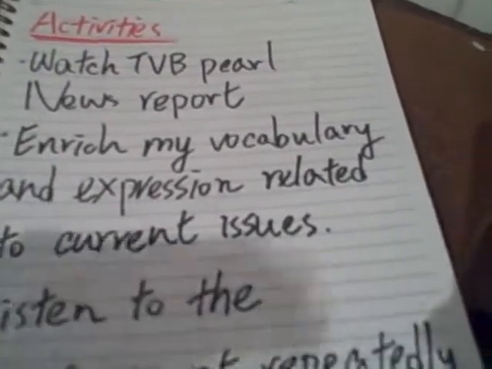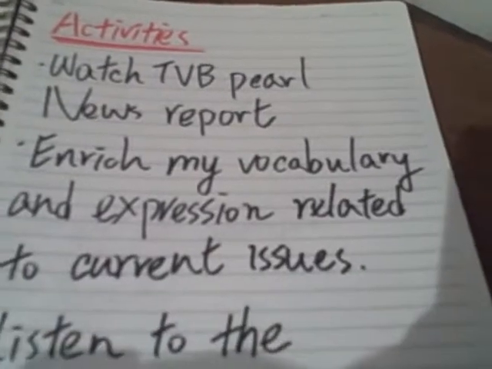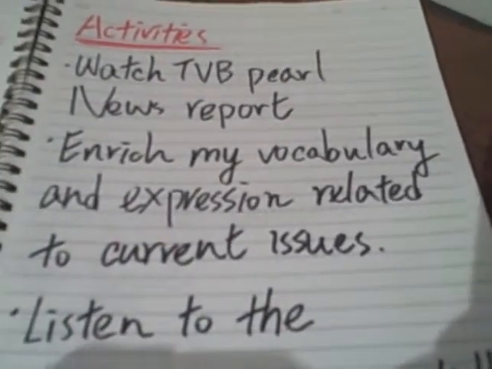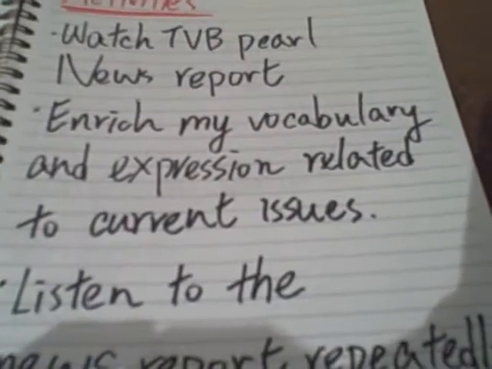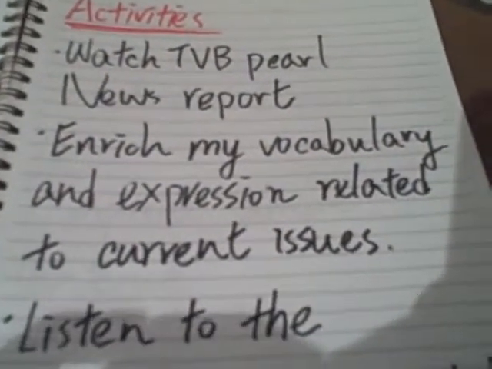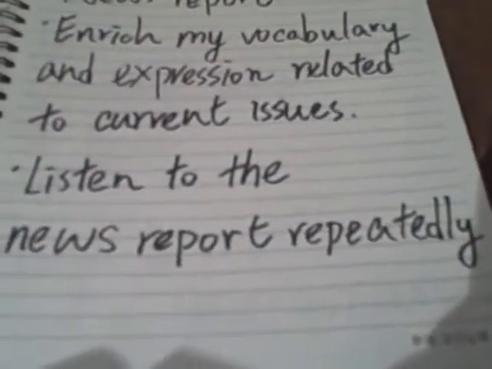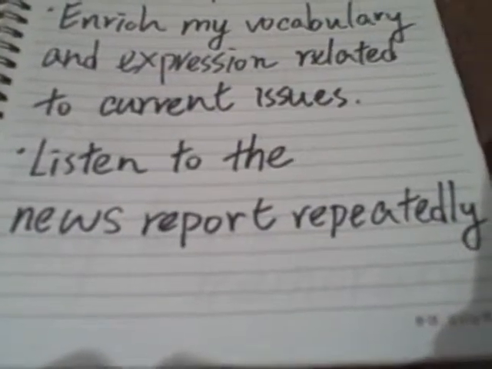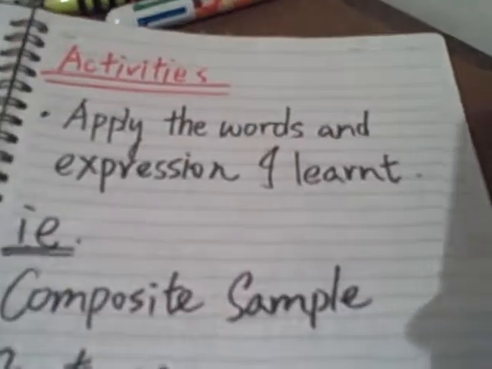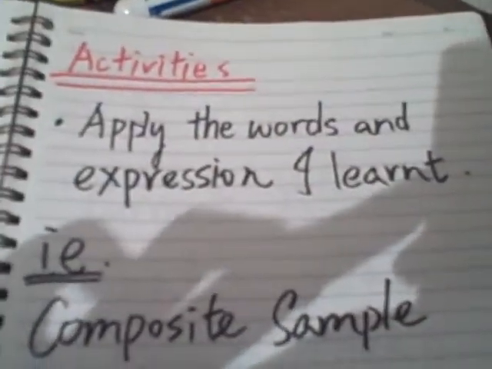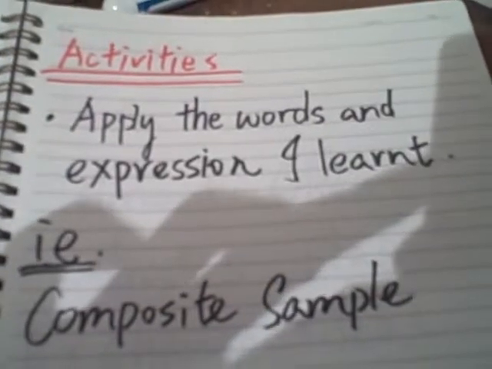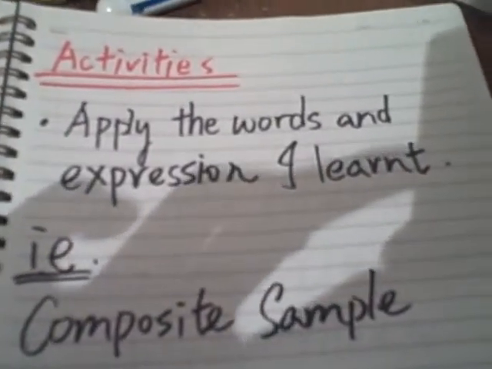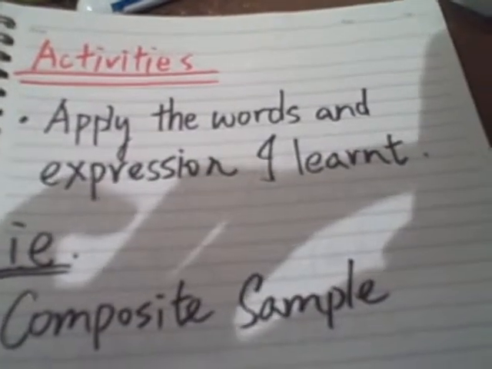Another activity is to watch TV news reports. The aim of this activity is to enrich my vocabulary and expression related to current issue. For the details of the activities, I will listen to the news report repeatedly. During the listening, I will learn some unfamiliar words and expressions. In order to apply the words and expressions I have learned, I will compose some sample sentences with the unfamiliar words.